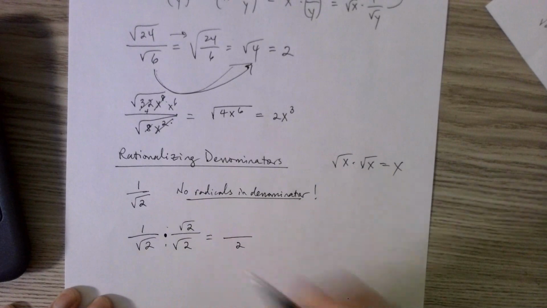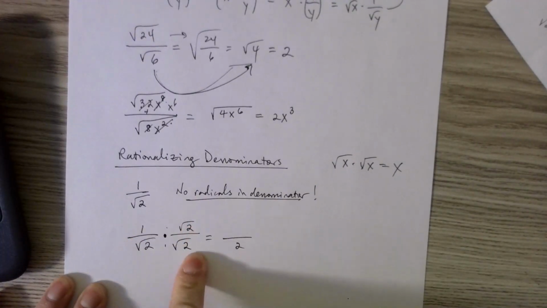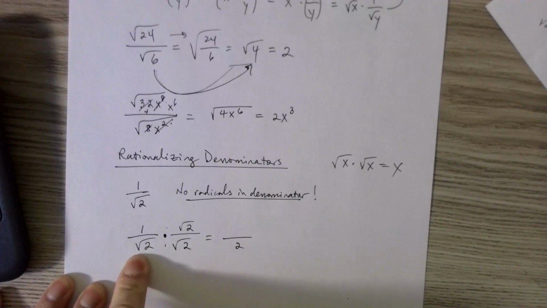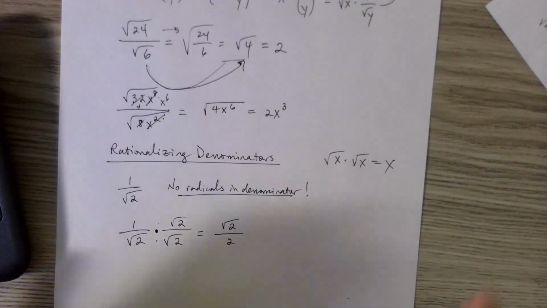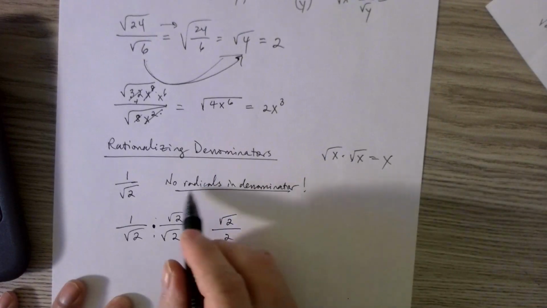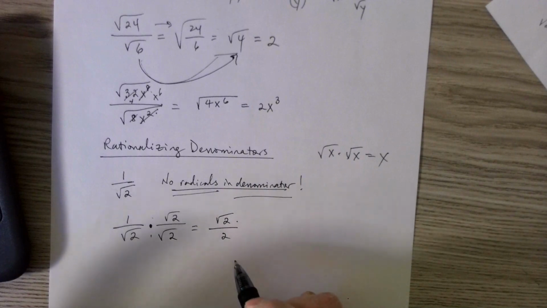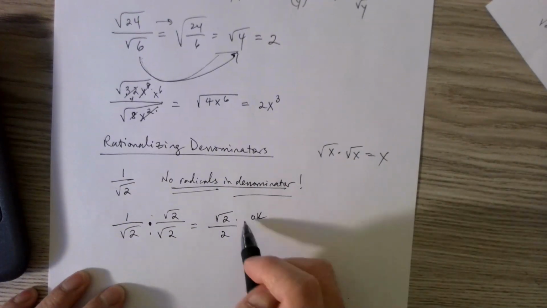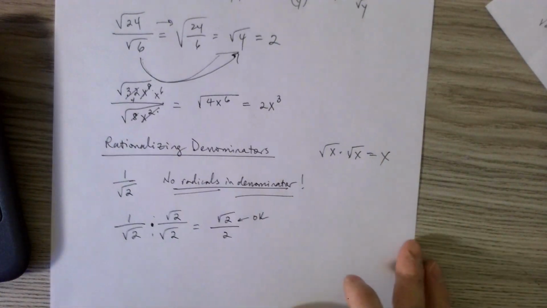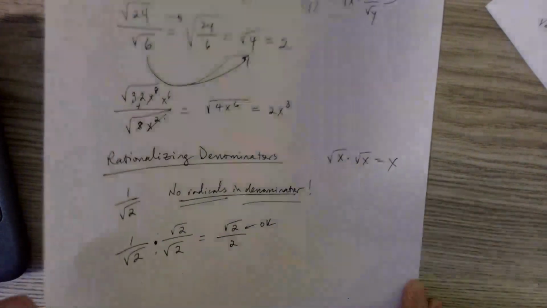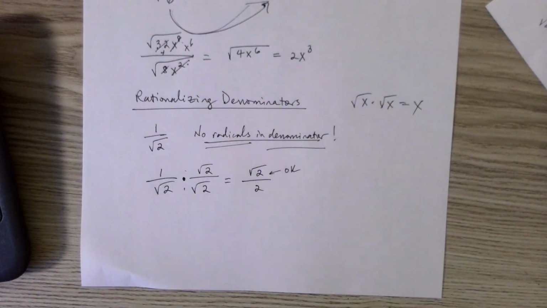So I am in effect multiplying this fraction by 1 in the form of rad 2 over rad 2 to get rid of that rad 2 in the denominator. The top will have a radical, but that's okay. I only said no radicals in the denominator. I didn't say anything about the numerator. You are allowed to have radicals in the numerator, just not the denominator. And in class I'll explain why this difference is so important.